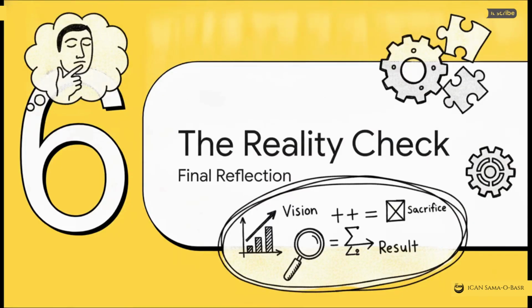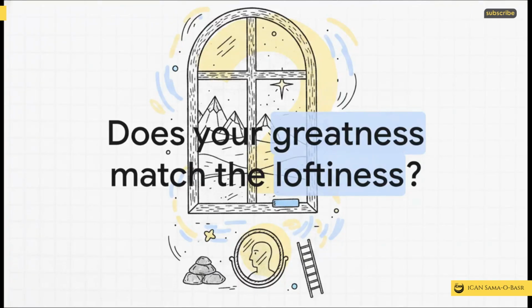Which brings us to our final section, number 6, the reality check. Let's conclude this whole 8-point evaluation with a serious moment of reflection. As we wrap up this explainer, I want to leave you with a really provocative audit to consider for your own life's purpose. Take a hard look at the future you want to build. Look at the immense nobility and the massive scale of it.